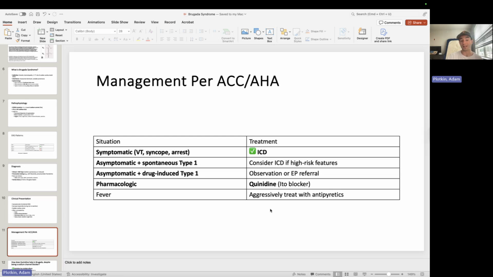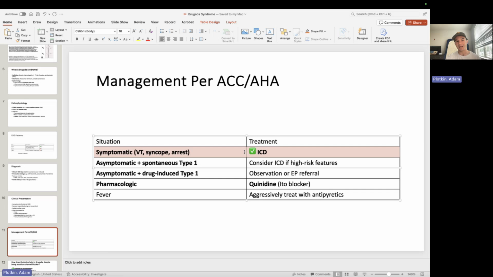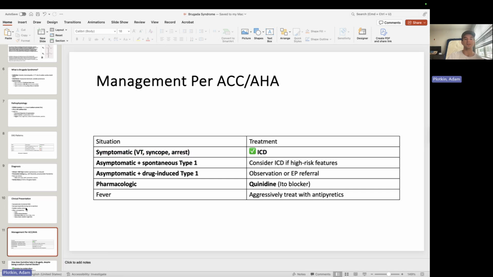Fever, we're going to try to aggressively treat that fever because if we keep letting the fever go, it could push them into a full-blown Brugada and then they could have sudden cardiac death. Really what I want you to get out of this, treatment for USMLE Step 1, Step 2, and real life, we're thinking about ICD and we're thinking about quinidine. ICD is definitive. Quinidine can kind of bridge us over.